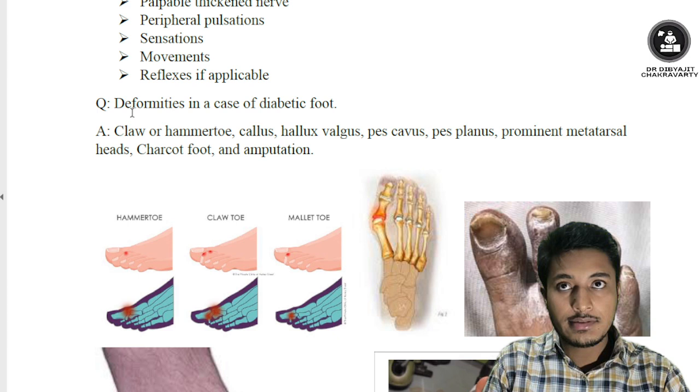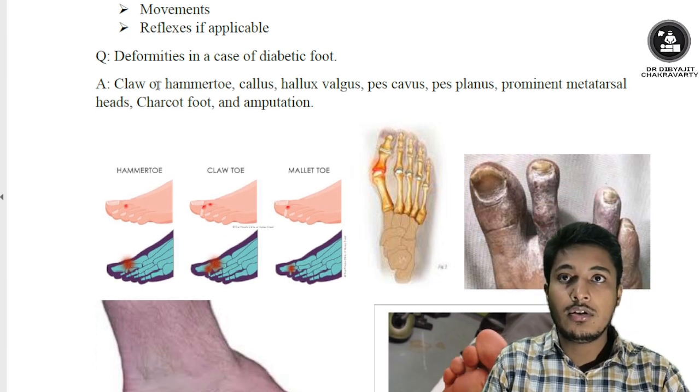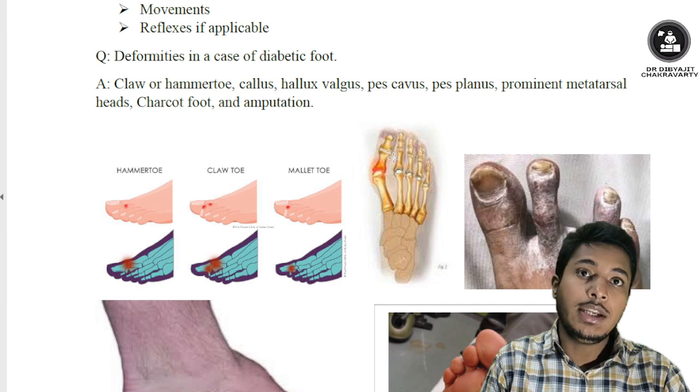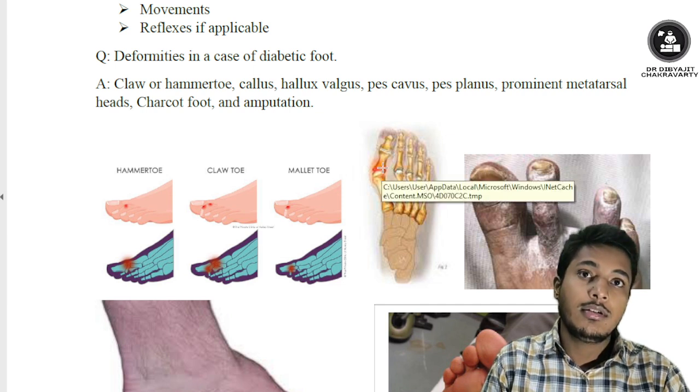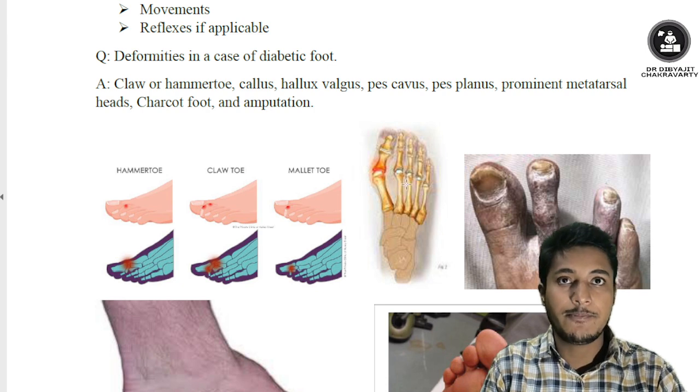Some questions may be asked regarding the deformities in cases of diabetic foot. Here we can see the claw or hammer toe. That is a hammer toe first. Secondly, the claw toe and mallet toe. In the first picture we can see all these deformities. Secondly, the calluses, hallux valgus, that is lateralization of the first metatarsophalangeal joint, which can be seen in the second picture.